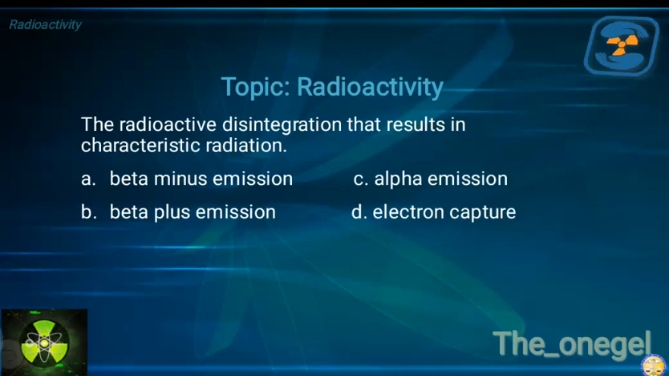Next number 9. The radioactive disintegration that results in characteristic radiation. So, yung nagbibigay ng characteristic radiation, beta minus, may characteristic radiation ba? Wala, di ba? Beta minus particle lang. Yung beta plus emission, wala, di ba? Positron lang. Yung alpha emission, wala. Kasi ano lang siya, di ba? Alpha particle. So, the best answer here is electron capture.